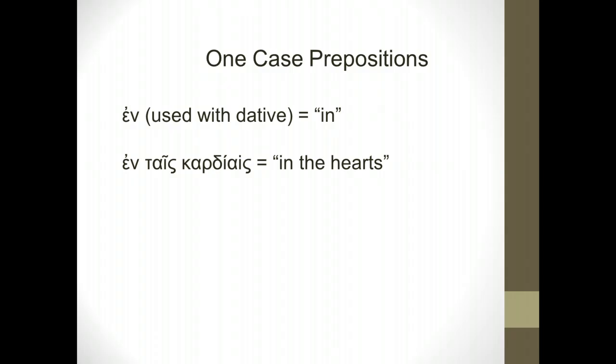And so here is a sample sentence that we have here. En tais kardiais simply means in the hearts. Notice that we have a feminine plural dative as your definite article, and a feminine plural dative as your noun, and the preposition works with the dative there, and you just simply translate it as in the hearts.